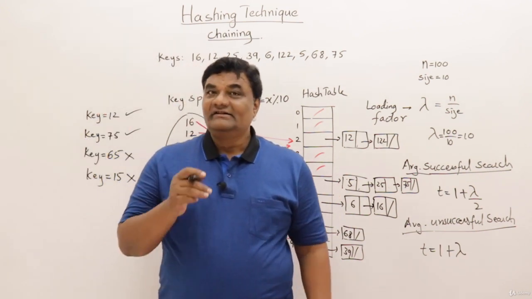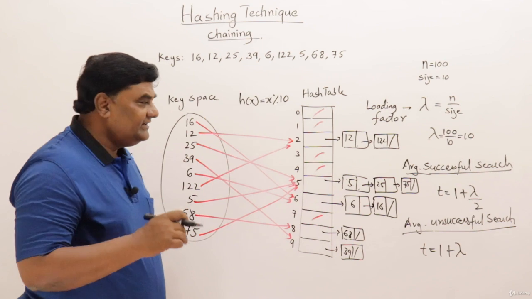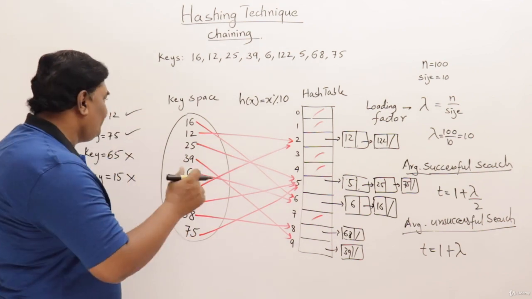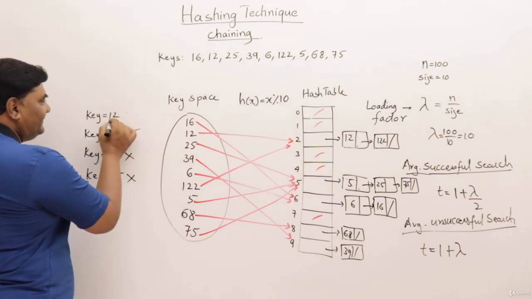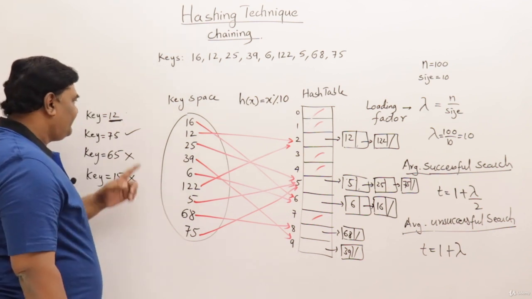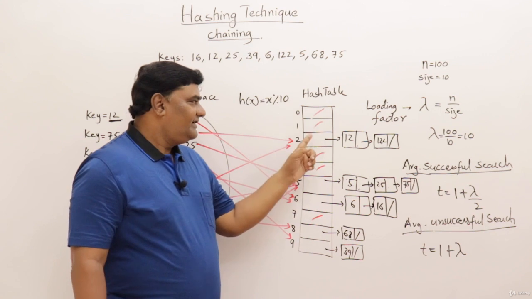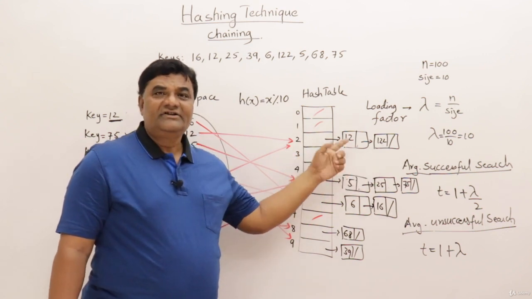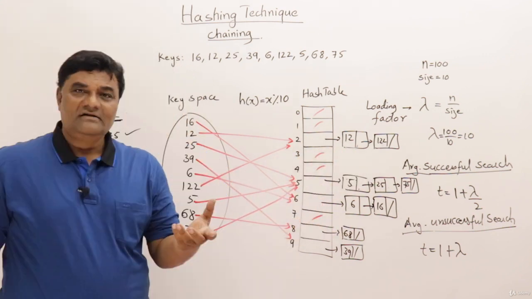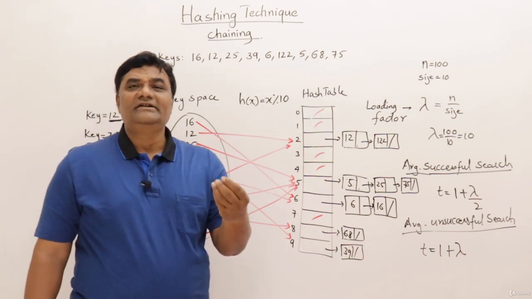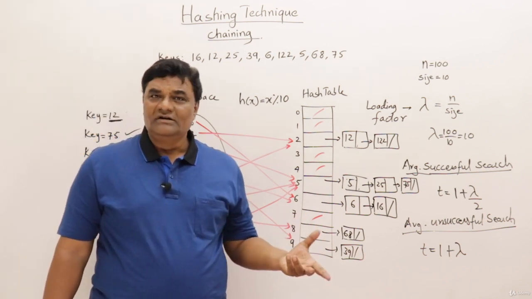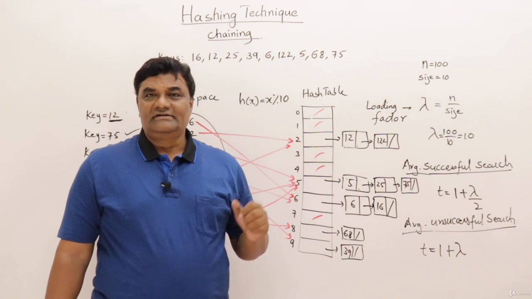Now the last thing is delete. Let us see how to delete any key. Suppose I want to delete a key 12. So for deleting 12, use hash function. It gives index 2, go to index 2, search in this chain. If it is found, delete the node. Simply it is just like deleting a node from a linked list.